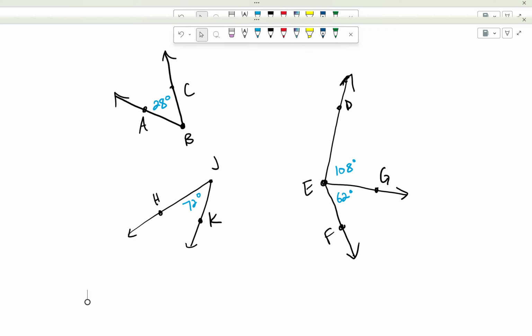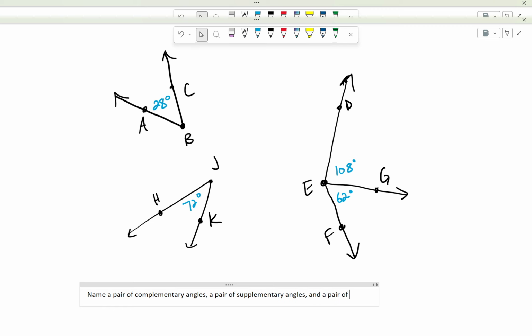Our directions for this problem are that we are going to name a pair of complementary angles, a pair of supplementary angles, and a pair of adjacent angles. All right. Oh, man. Let's go ahead and correct that spelling.